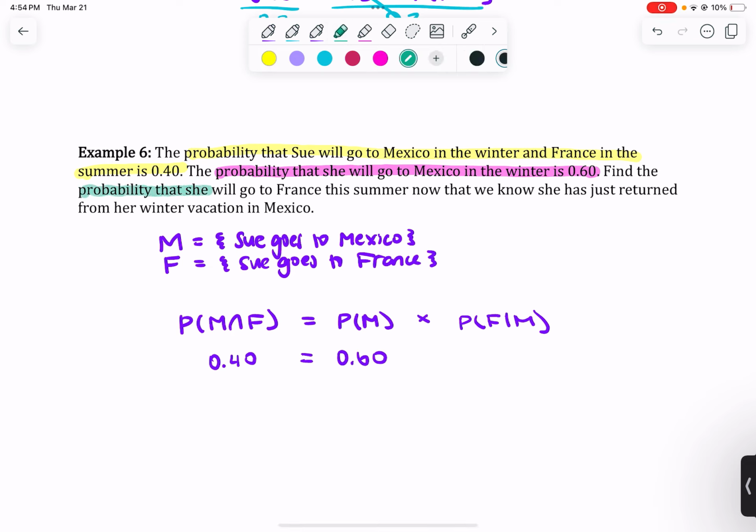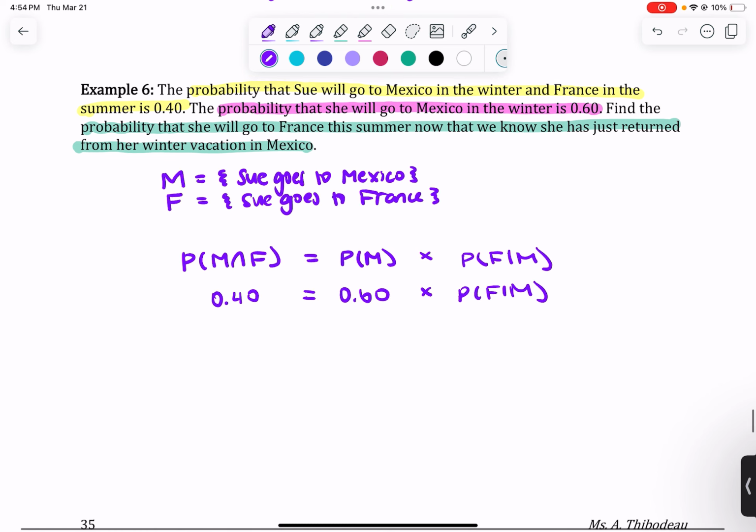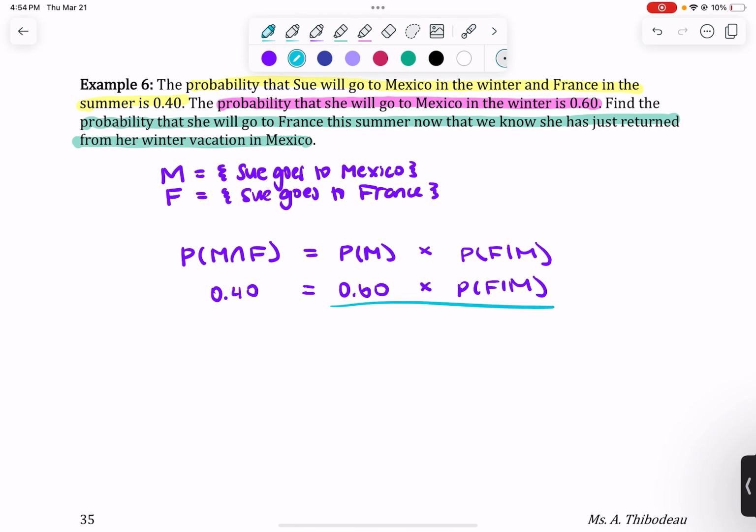I'm looking for the probability she'll go to France this summer now that we know she has just returned from her winter vacation in Mexico. I'm looking for that value. That is my unknown. This is where I'm at. Just like the previous one, reverse BEDMAS, undo that. Multiplication with division. I do that division in my calculator. I'm going to round my final answer to 2 decimal places. So I get 0.67. This, again, is a reasonable final answer because I know probabilities have to be between 0 and 1, and 0.67 falls within that. So this is my probability that she goes to France, knowing that she just got back from her Mexico trip.